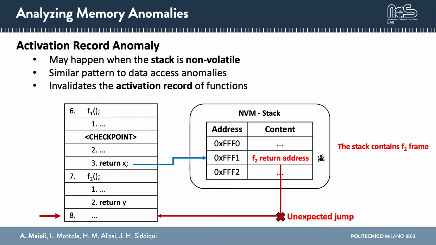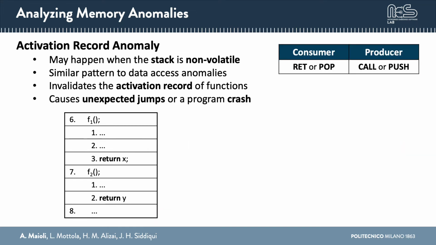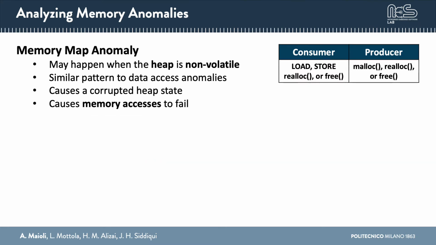Note that in this example, the activation record anomaly overwrites f1 return address with a valid address. However, there are cases where the return address is overwritten with an invalid address, causing the program to crash. As we anticipated, activation record anomalies follow the same pattern of consumer-producer that we described before. In the previous example, the return from function f1 is the consumer, and the call to function f2 is the producer. We identify a similar case when we allocate the heap onto non-volatile memory. In this case, we have a memory map anomaly that may cause a corrupted heap state, which leads memory accesses to fail. We provide a more detailed analysis of this case inside the paper.